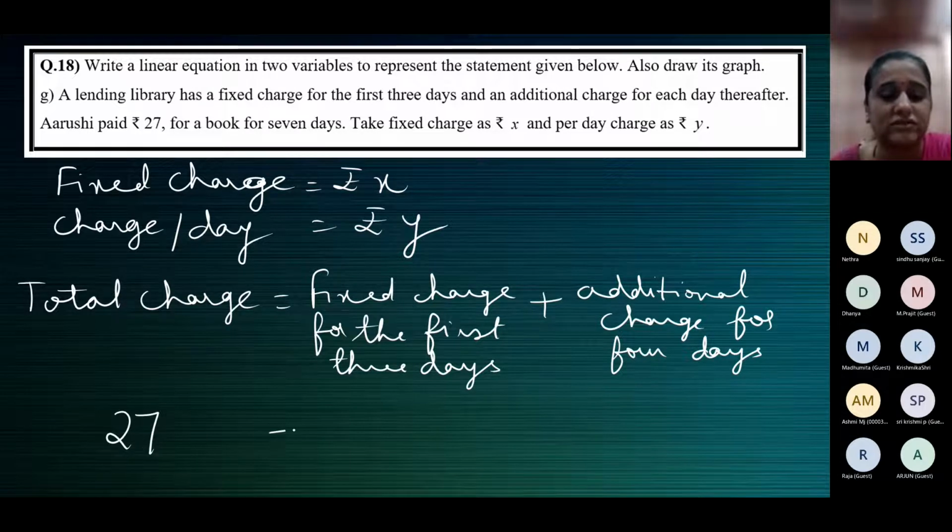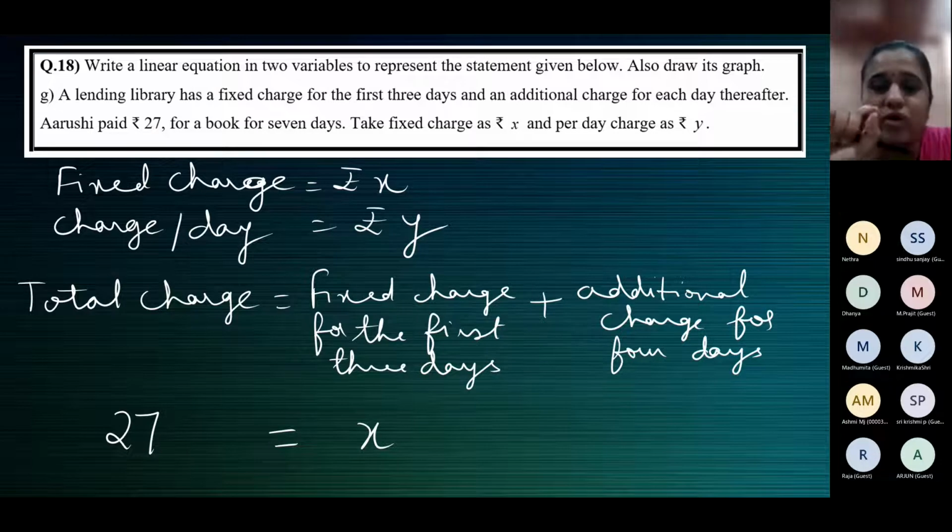So 27 is equal to the fixed charge for the first 3 days, which is X. X is the fixed charge. Fixed charge is not per day. That's the fixed charge for the 3 days. You have the book for 3 days, you'll have to pay X rupees. That's not the per day charge.